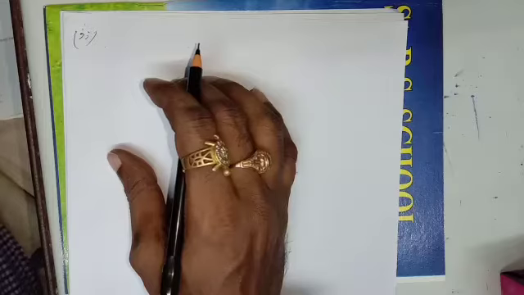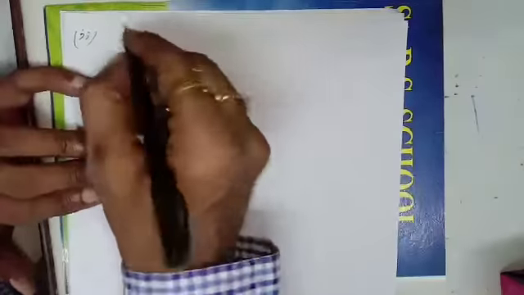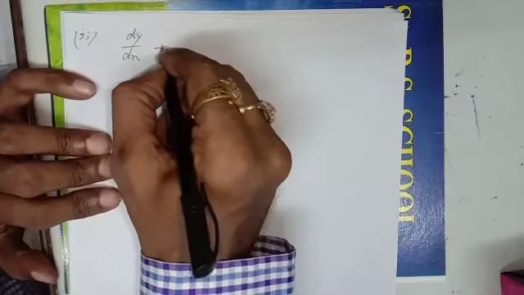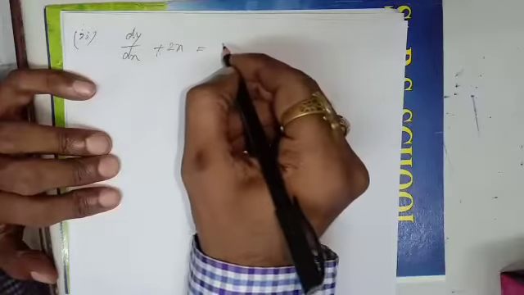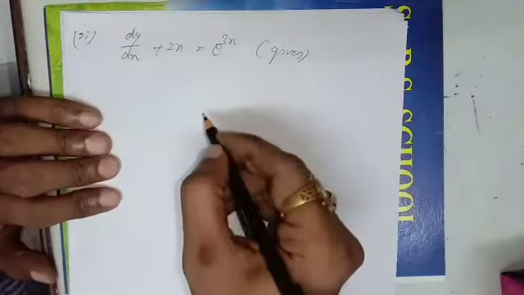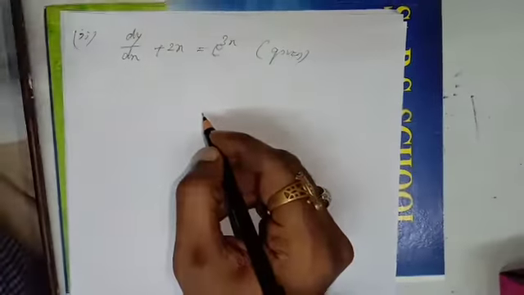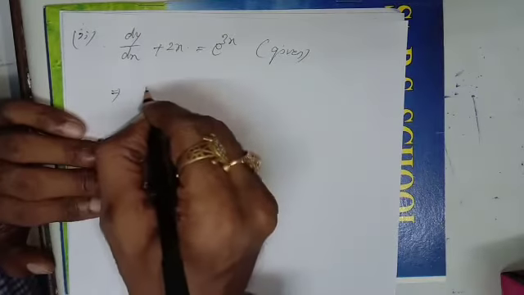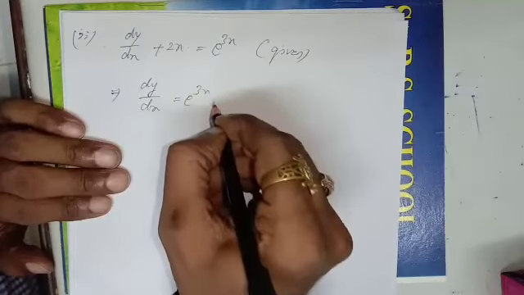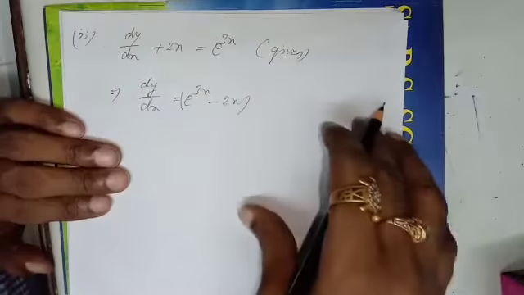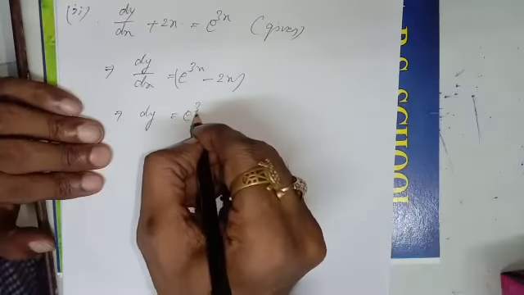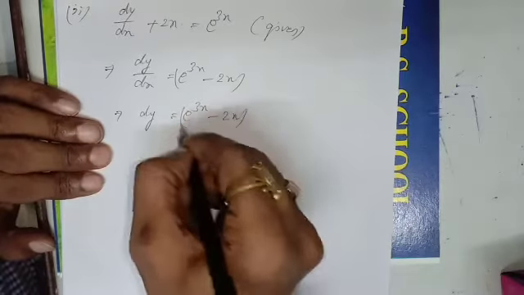Number 2, second part. It is given dy by dx plus 2x is equal to e to the power 3x. This is a differential equation and you have to solve it. First of all you have to separate the variables. How? Taking 2x that side, dy by dx is equal to e to the power 3x minus 2x. Now multiplying dx that side, this will be dy equals e to the power 3x minus 2x, whole dx.